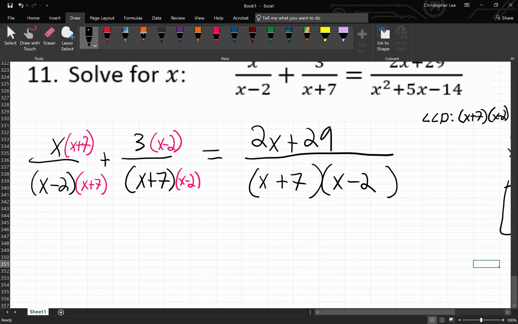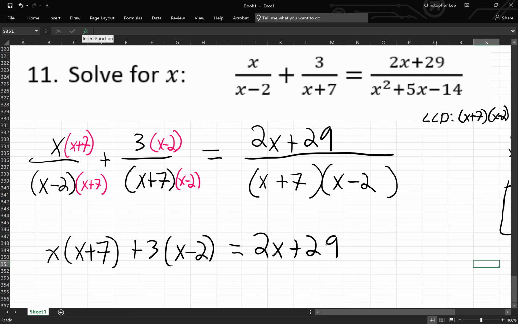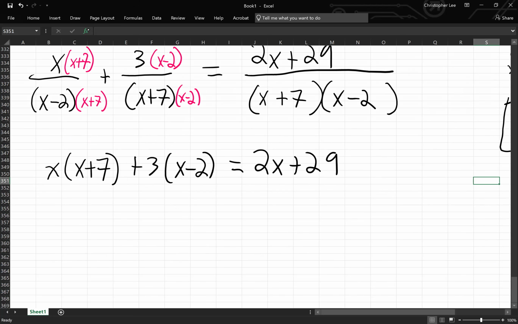Because there's an equal sign, I no longer need the denominators. So what do I have? I have x times x plus 7 plus 3 times x minus 2 is equal to 2x plus 29. Let's distribute, combine like terms, solve for x, all that good stuff, right? So this is going to be what? X times x squared, good. What else? Plus 7x, very good.